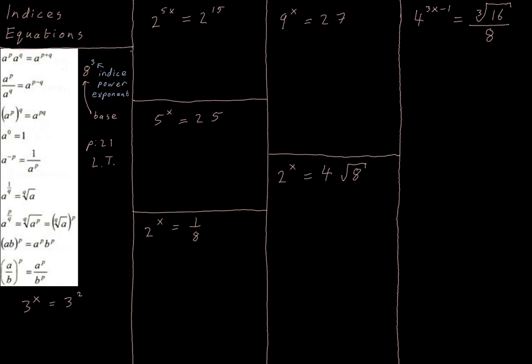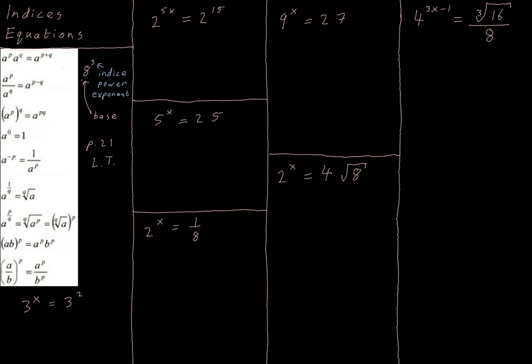Hello, now we are going to look at what's called indices equations. So equations where the variable, the thing we don't know, is an indice, is a power of a number. So here we have 8 to the power of 3. We're going to be dealing with situations where we have an x, an unknown, up as this power of 3, or this indice 3, or this exponent 3.